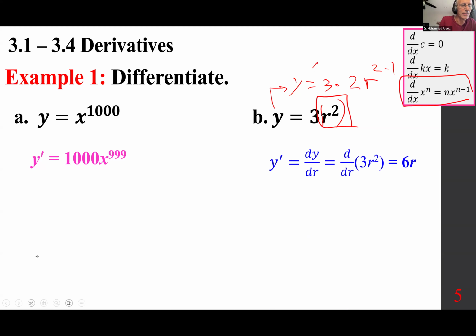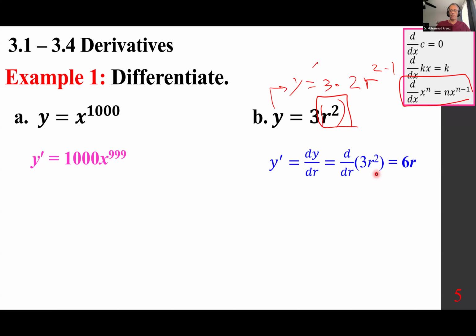Now what I want to add is this. You can write y prime. You can write dy dr. dy dr is Leibniz's notation. It is also telling you what is the independent variable. So d/dr of 3r squared is 6r.